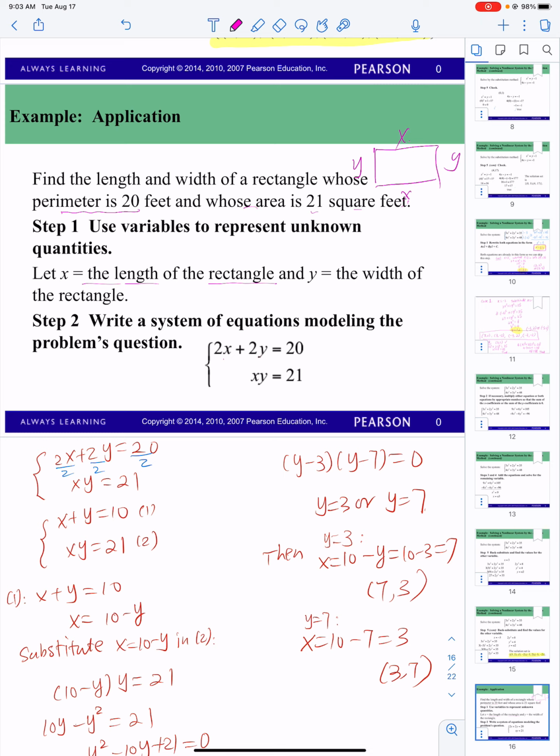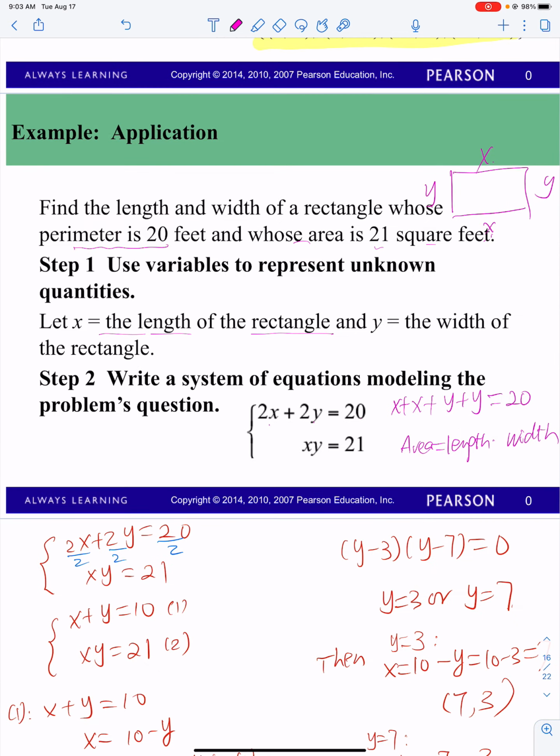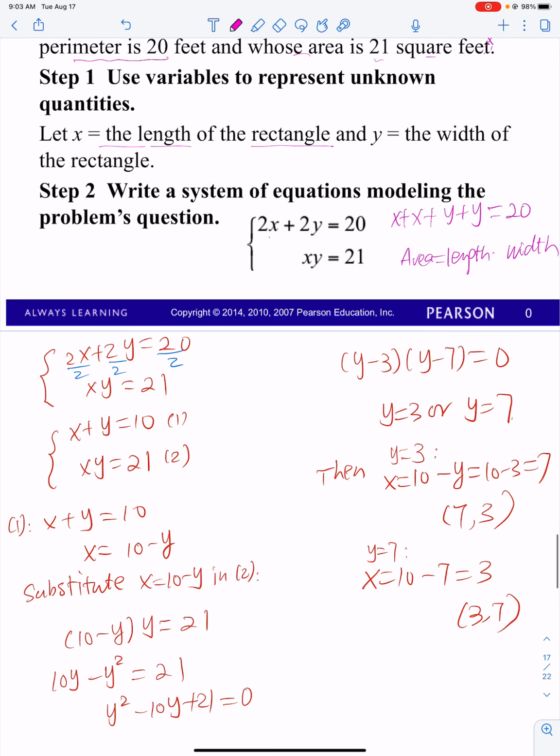And the area is what? Length times width. Yeah, so this is length times width. This is area. So xy equal to 21. You with me? Okay, so you get this, yeah? So what should we do to solve this? Okay, so 2x plus 2y equal to 20, you can divide by 2 on all sides. You have x plus y equal to 10. Then what could we do from here?